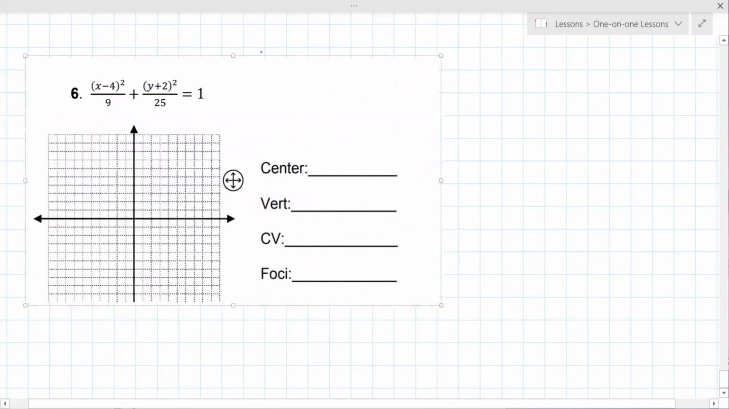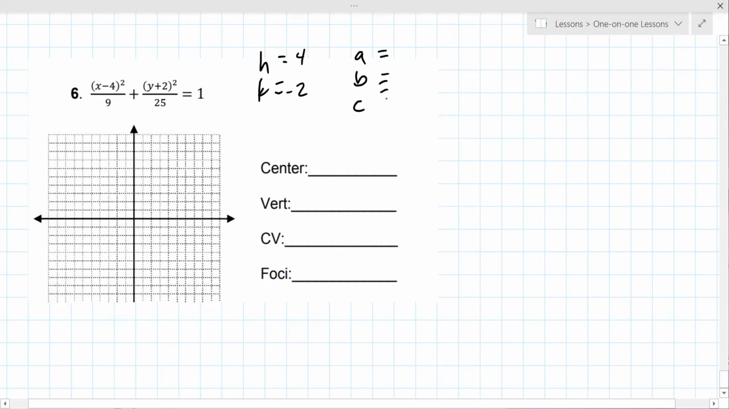All right, so this one's a little more different. Right now the four numbers: H is 4, K is -2. So the center is 4, -2.